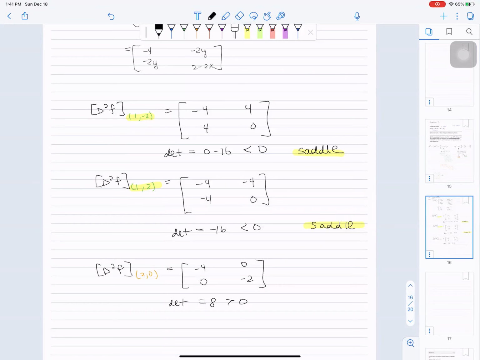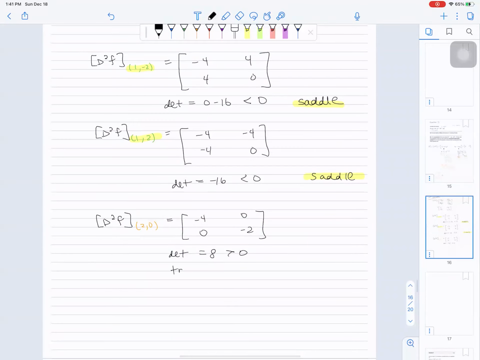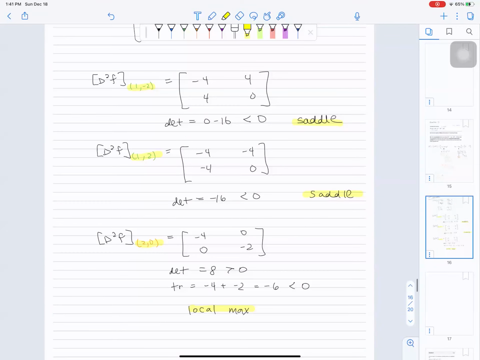But is it a max or a min? Well, I have to look at the trace. What's the trace? I add the terms on the main diagonal, main diagonal meaning top left to bottom right. So I do negative 4 plus negative 2. That's negative 6. And we know that a negative trace means it's a local max. Okay, so I've found my critical points and I've classified them. Any questions so far?